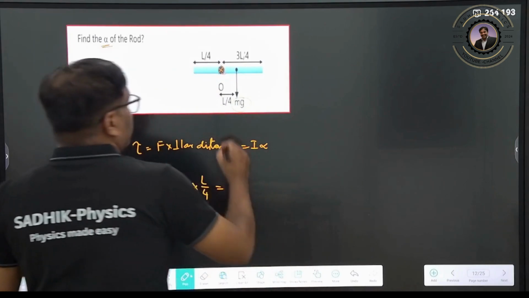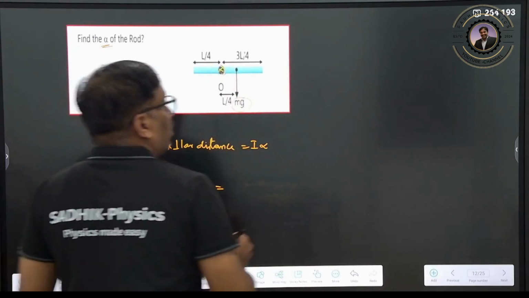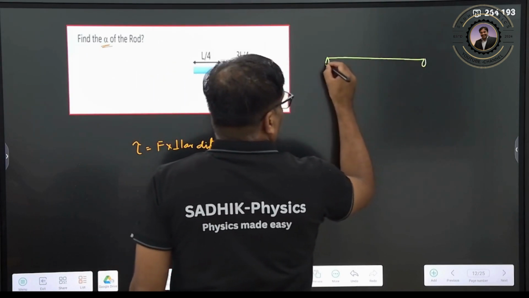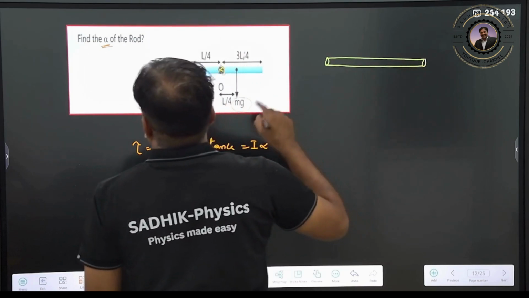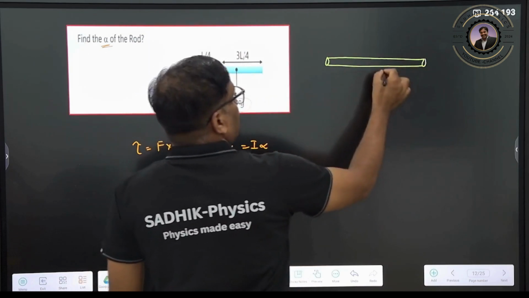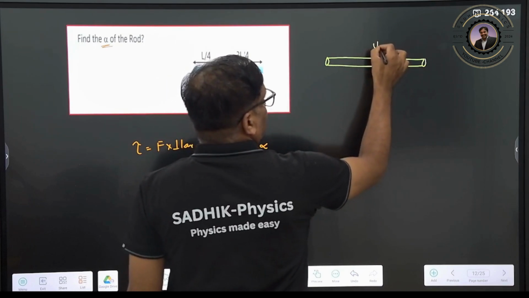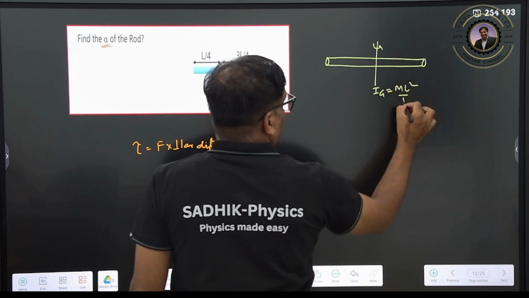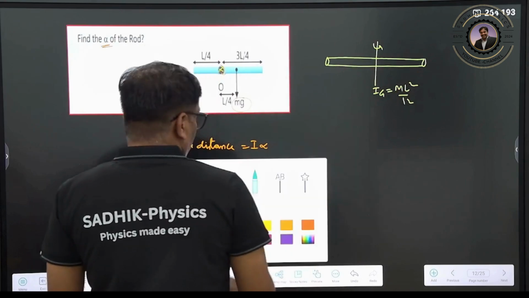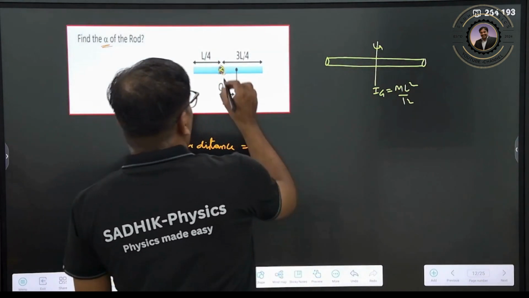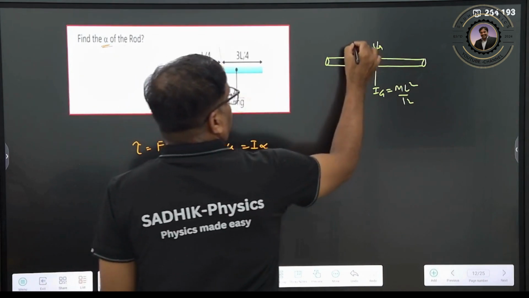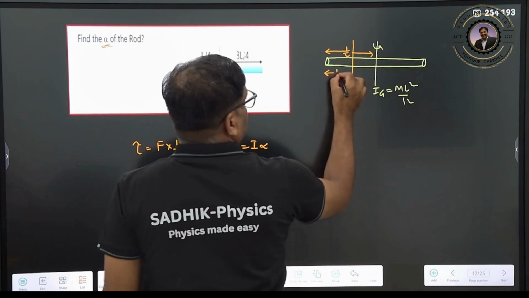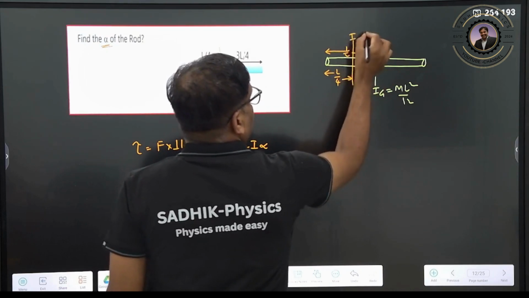Now the moment of inertia at this point. How to calculate it? Let us see. This is one rod, a uniform rod. So at the center, at the midpoint of this, it will be your Ig. Ig is how much? ml square by 12. Here we want to calculate at what distance? At L by 4 distance. Totally this distance will be L by 2 and this distance is L by 4.